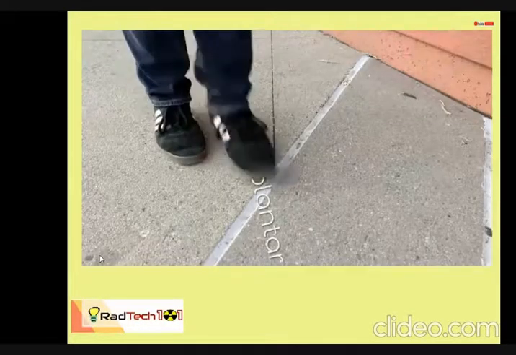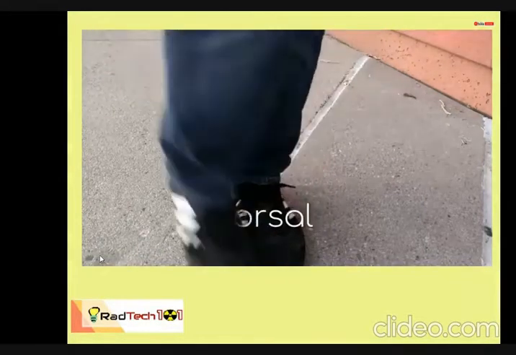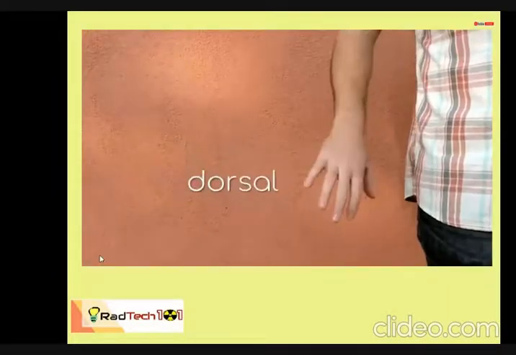Speaking of your toes, that whole foot thing doesn't really have an easy shape. So we call the bottom of your foot the plantar side, and the top part of your foot the dorsal side, which is the side that you tie your shoelaces on. And you'll probably tie those shoelaces with your hand, which has a palmar side and a dorsal side as well.